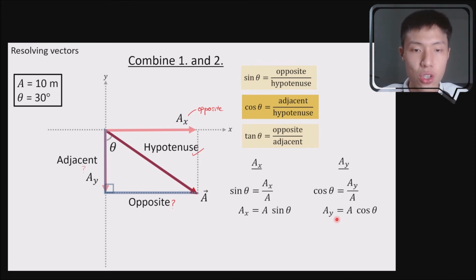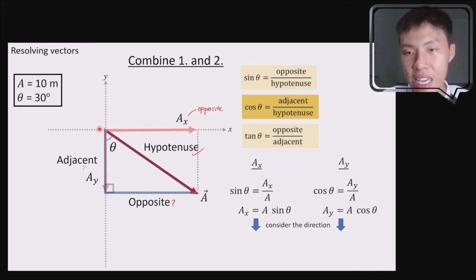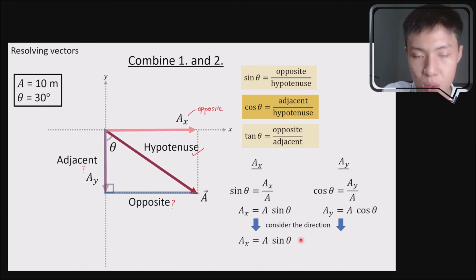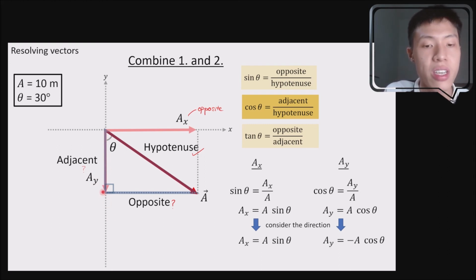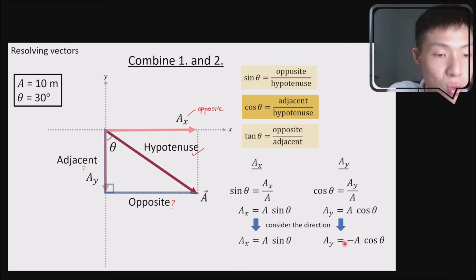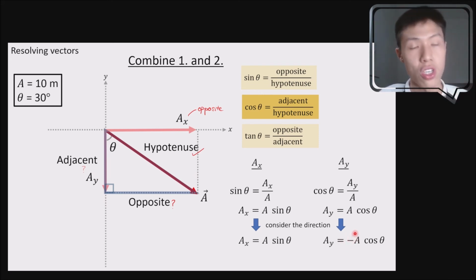Okay, so I mentioned last time that when you're writing components, you don't need to write direction. But how do we take care of direction is like this. If you consider the direction, we know that AX is pointing in the positive X direction, then AX is just the equation without any changes. But AY here is pointing in the negative Y direction. Negative is going downwards, right? In that case, you have to introduce a negative to the equation.